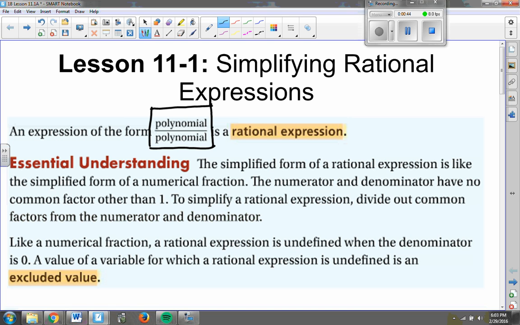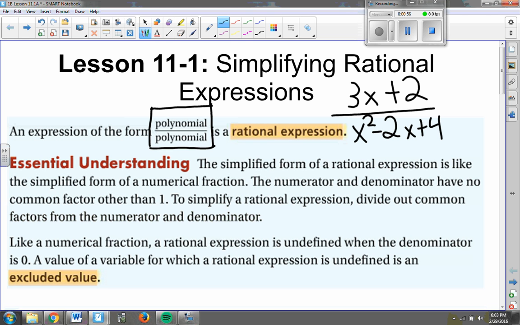Now, reminder, polynomials are things like 3x plus 2, or x squared minus 2x plus 4. So polynomials involve x's, maybe y's, maybe numbers, z's, sometimes exponents. So if you see two polynomials like this in a fraction, that is called a rational expression. Okay? Make sure you get some examples of rational expressions in your notes so that you know what you are looking for when it comes time to solving problems.